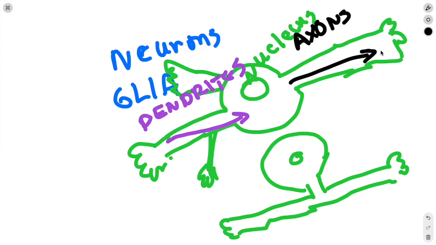And at the end of both processes is a synapse, and that's where the cell process gets really close to another cell. So these are both synapses. The message will go across one synapse to the next cell, and then continue. It's essentially an electrical signal. An action potential is what it's called.